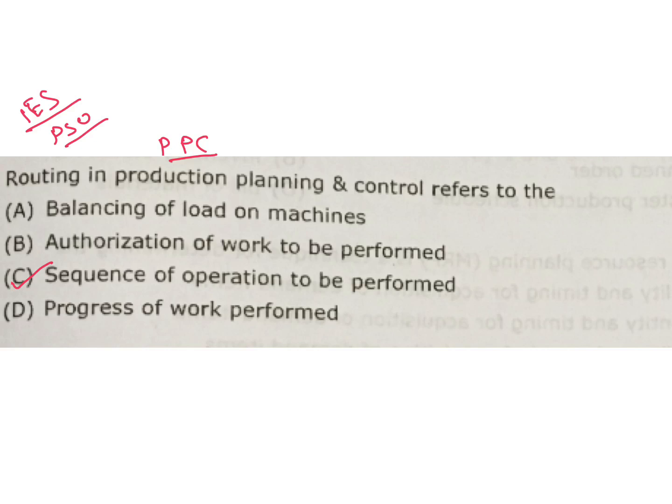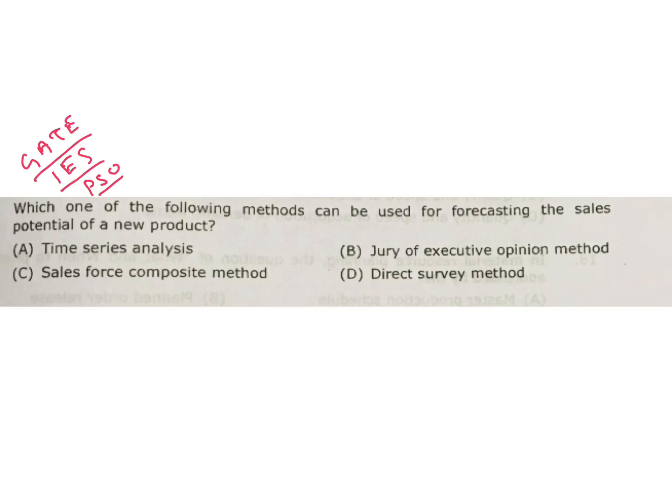Which one of the following methods can be used for forecasting the sales potential of a new product? A. Time series analysis, B. Jury of executive opinion method, C. Sales force composite method, D. Direct survey method. D is the answer. For new products, direct survey method.